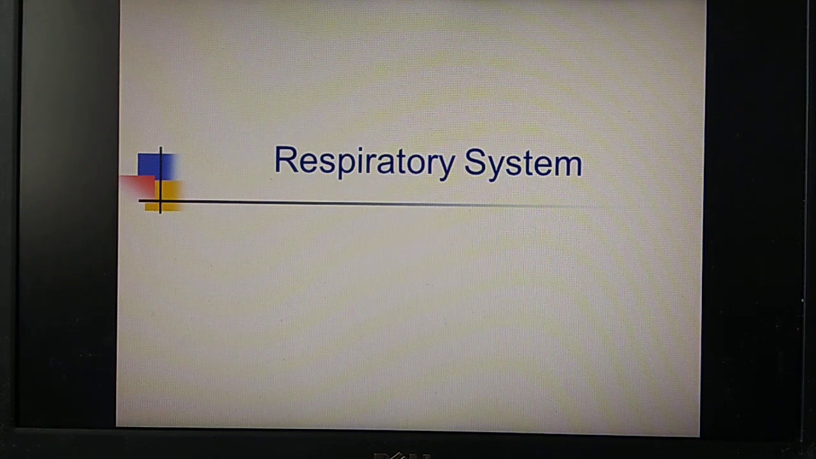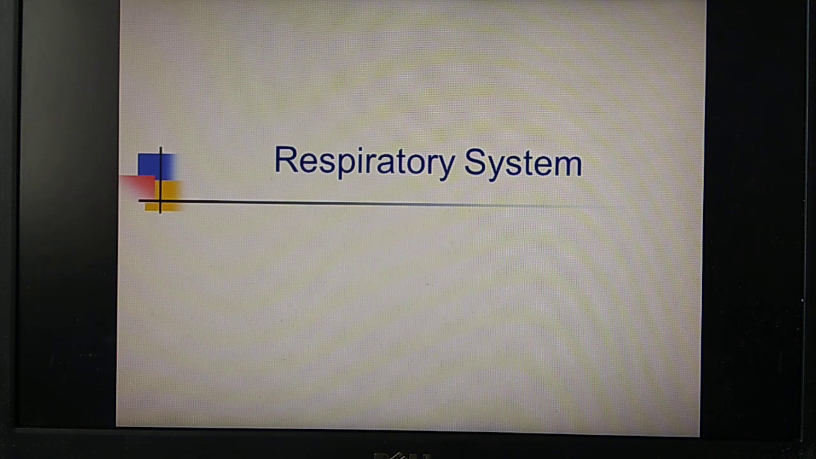Good morning, students. Today, let us start with a new chapter called respiratory system. The respiratory system is an organ system that is very important, as without respiration, no living beings or living organisms on the earth can live.